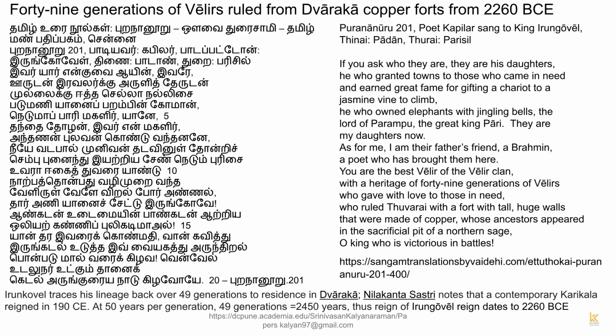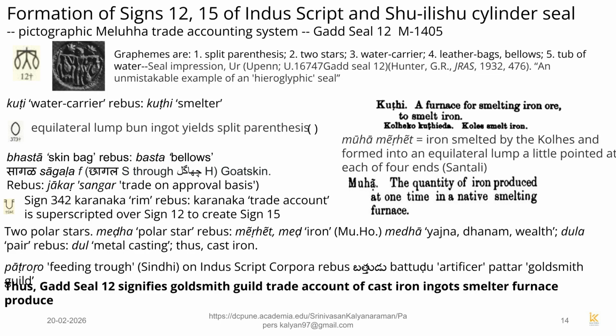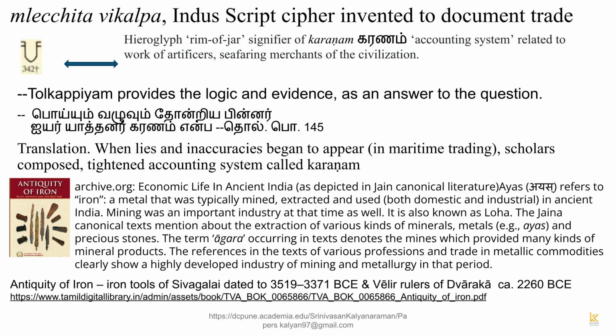GAD Seal 12, an unmistakable hieroglyphic seal, is examined, showing graphemes like the split parenthesis and water carrier. The Indus Script cipher, Mlakita Vikalpa, was invented to document trade, as evidenced by Tolkappiyam. Purana Nuru 201 discusses King Irungoval and his lineage, noting copper forts in Dwarka and dating the reign to around 2260 BCE.